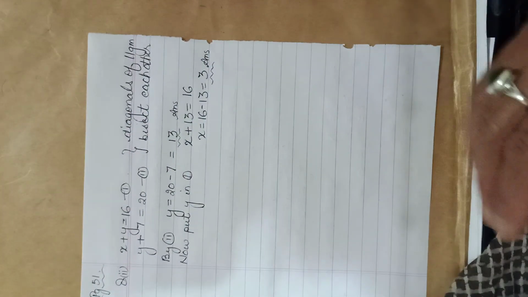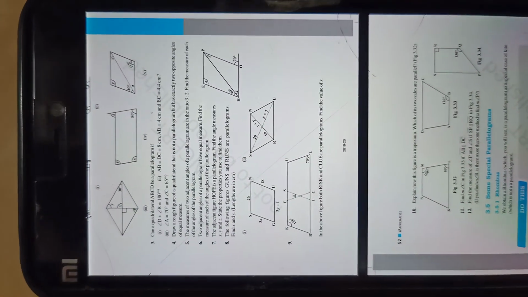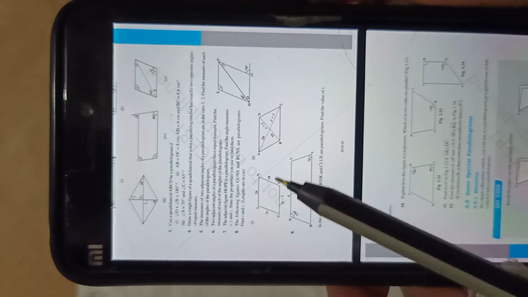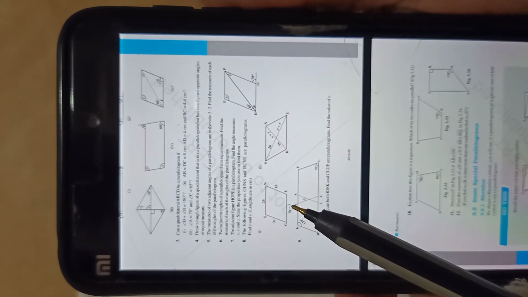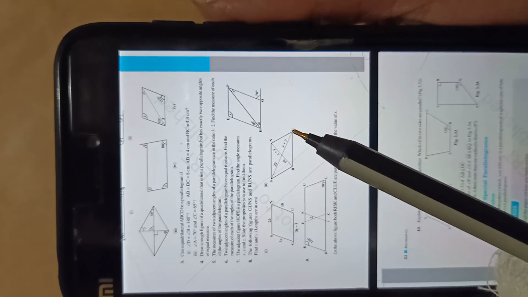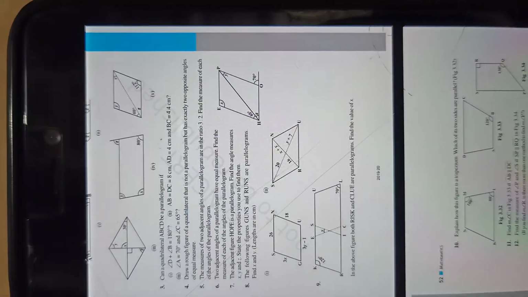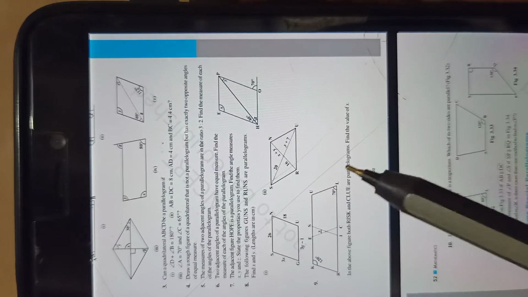Now for the second part of the same question here. Okay, this was the first one that I've just discussed with you. This is equal to this is equal to this. Opposite sides of a parallelogram are equal. Now in this C, this is another parallelogram, and in this, they are talking about the diagonals. This time they are talking about the diagonals.